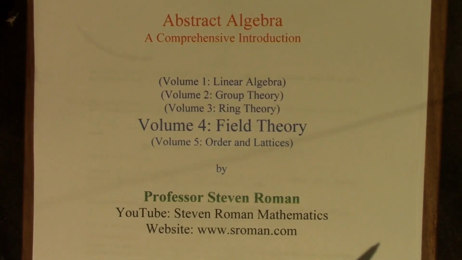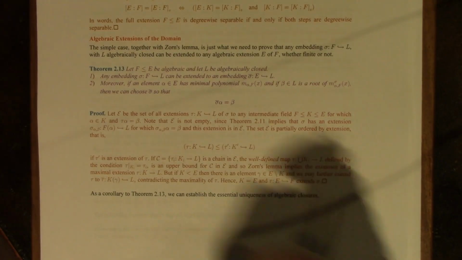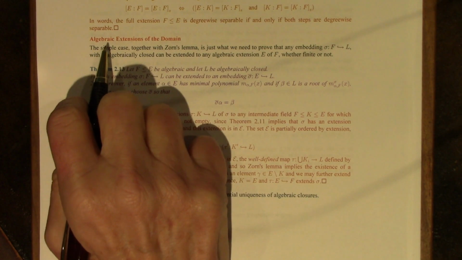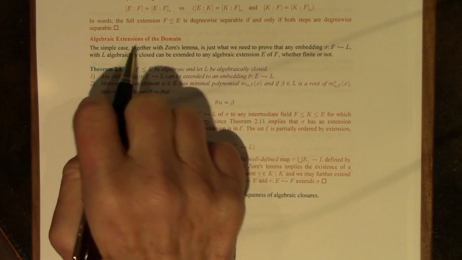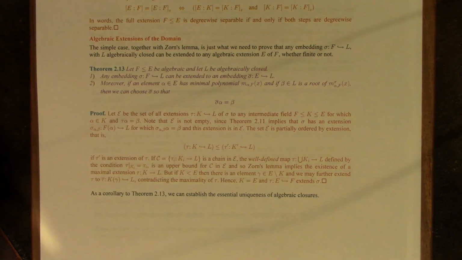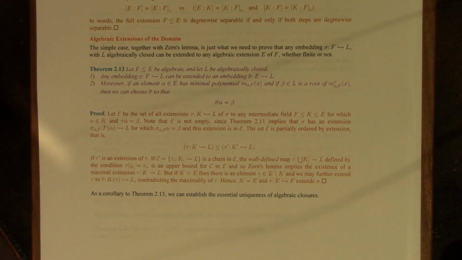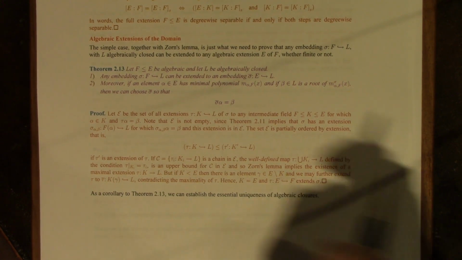Let's continue the field theory lectures. Let us now turn to the most general case, and that is an arbitrary algebraic extension of the domain. Now, since this algebraic extension may be infinite, you might assume we're going to need a little bit more powerful tools for this case, and you would be right. That tool is Zorn's lemma.